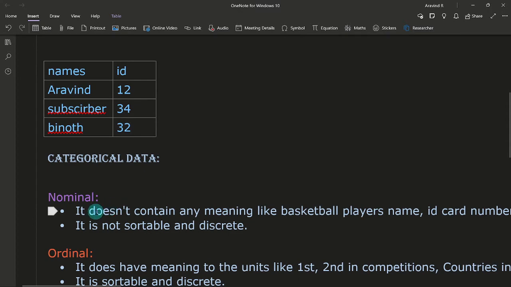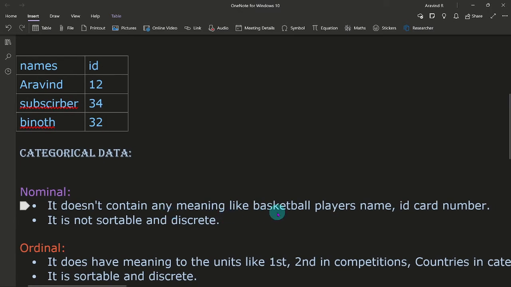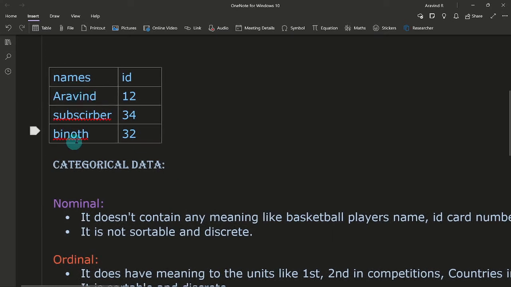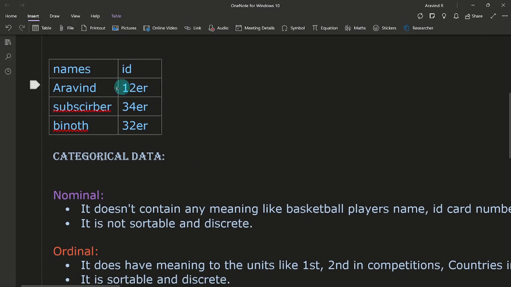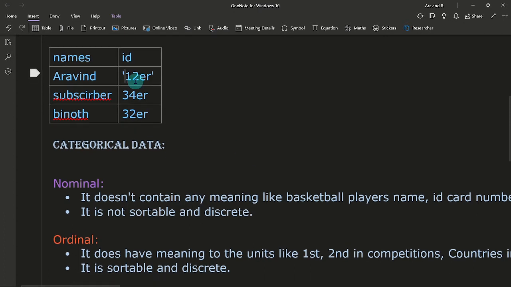This is what I had told here: it doesn't contain any meaning, like a basketball player's name. So this is the basketball player's name and the ID number, and both don't have any meaning. It's numerical data actually, but the ID number changes based on the college. If we put it in text, it is now categorical data, so it doesn't make any sense.